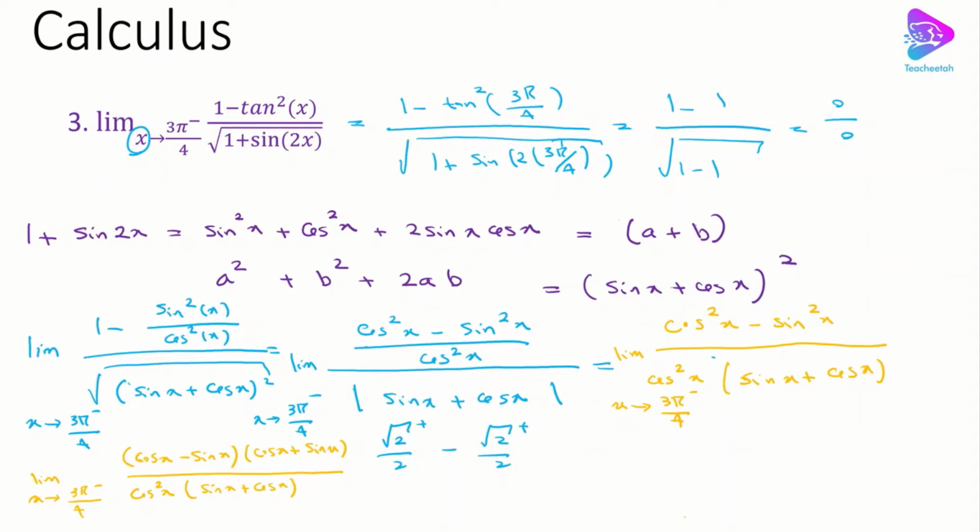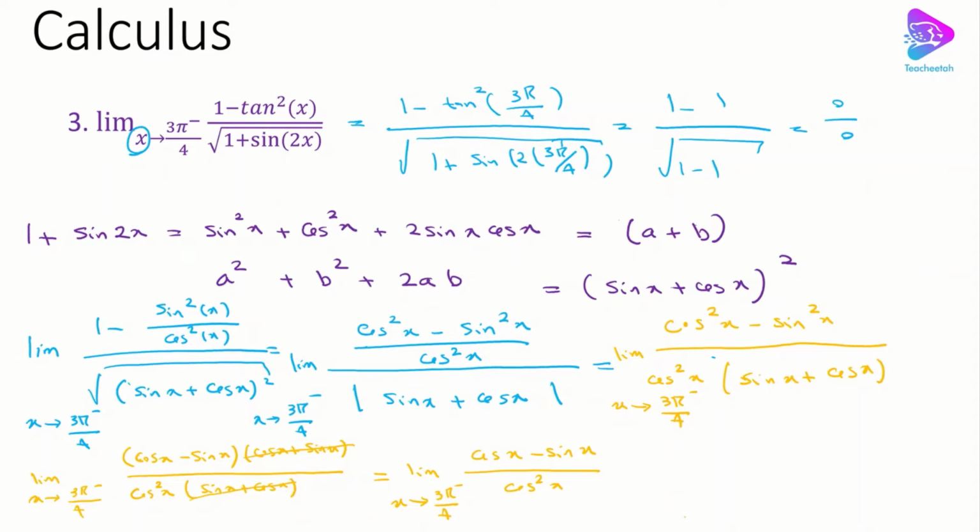And if we look now, this sine of x plus cos of x can actually be cancelled from the top part, and then at the end, let me cancel this out, we will have the limit of cos x minus sine x over cos squared x, and again x is approaching 3 pi over 4 from the left side.